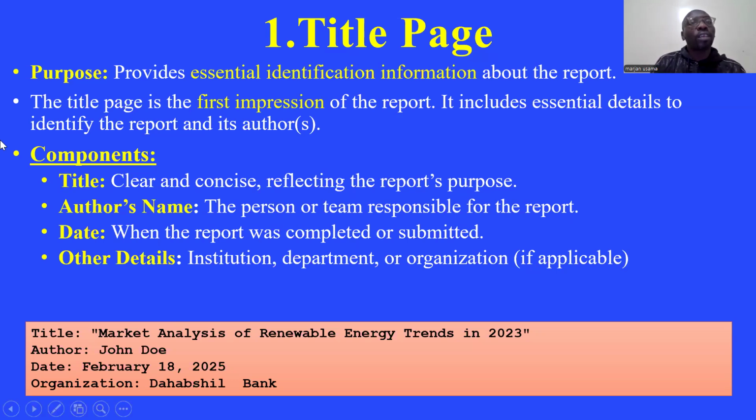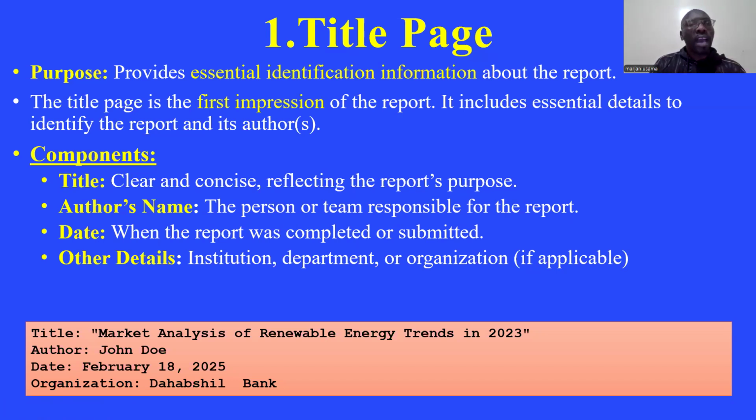Number two is the author's name, the person. If it's only one individual who is writing the report, or a team. Sometimes you normally have a group project. So all of your names need to be on the title page. The date, when the report was completed or submitted. So it needs to be there. If it is February 2025, March 2025, it needs to be written there.